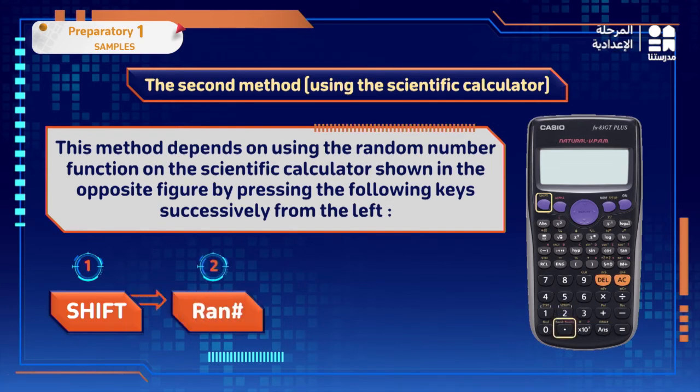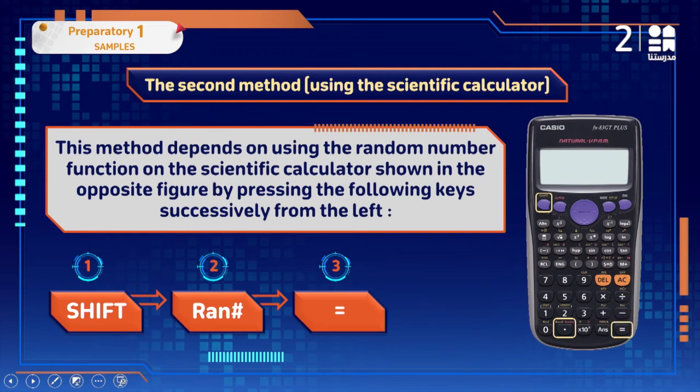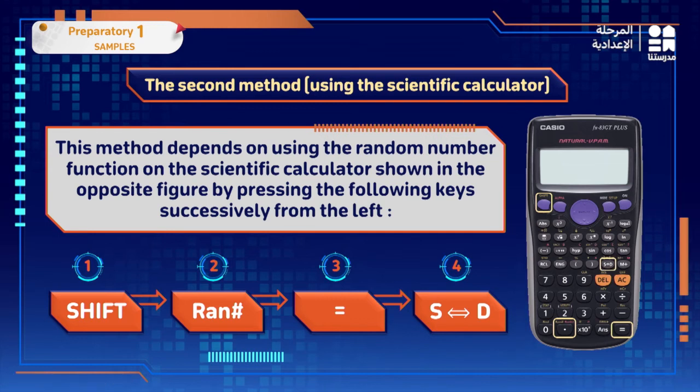Second, Ran, the decimal point on the calculator. Third, the equal sign at the bottom to the right. Fourth, SD, which we are going to use to convert from fraction to decimal. Okay, so I have 4 buttons. The first one, Shift, then Ran or the decimal point, then equal, then SD.